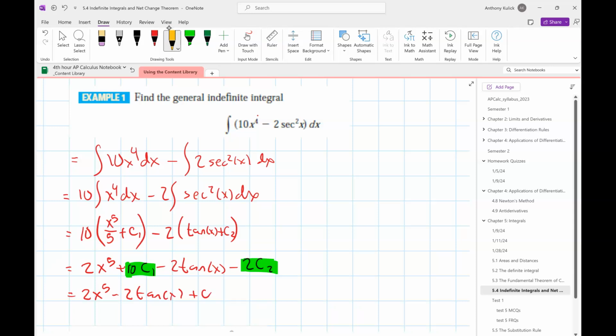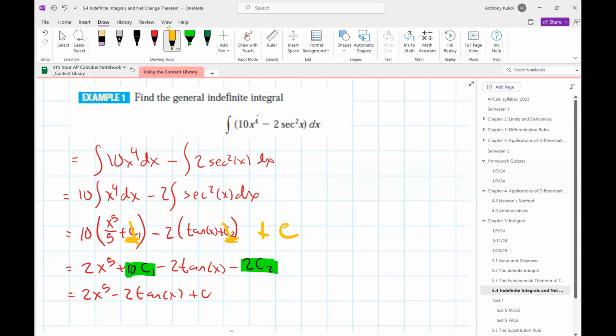Now, in practice, nobody is going to write those there. They're just going to put a plus C at the end because you just aggregate those constants together into one constant. 2 times a constant is still a constant. 10 times a constant is just some constant. We just aggregate all that stuff together, and it's just one thing. We'll just call it plus C.